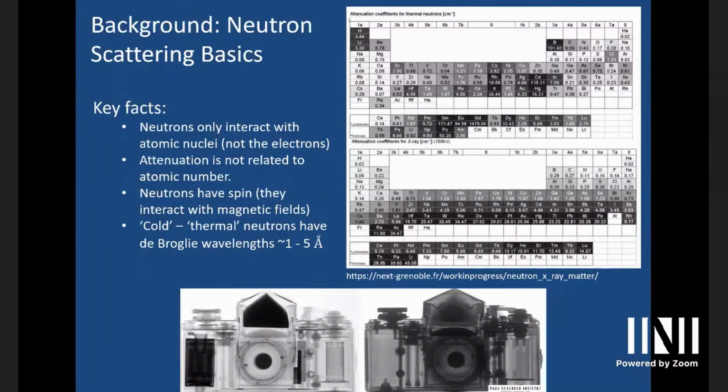In the X-ray, every bit of metal in the camera is dark, whereas on the neutron side of things, every bit of plastic is dark because it's got lots of hydrogen inside. And the weird thing is that some metal parts become transparent again. The key thing for us is that cold and thermal neutrons have wavelengths of around 1 angstrom to 5 angstrom.